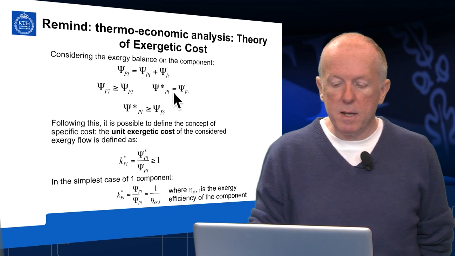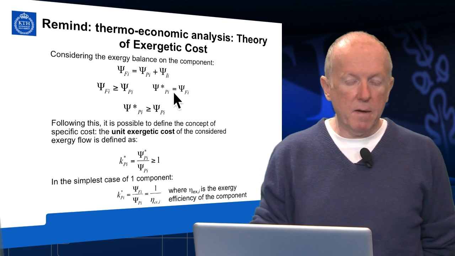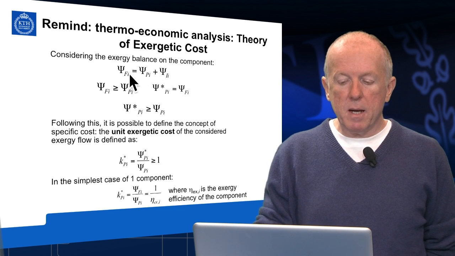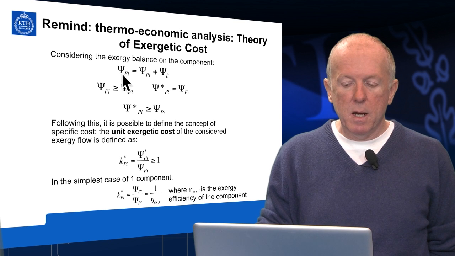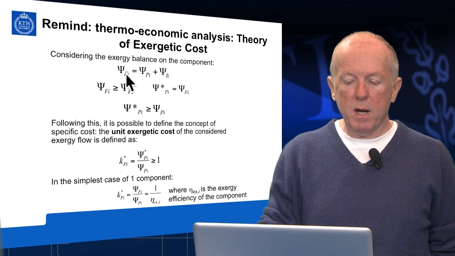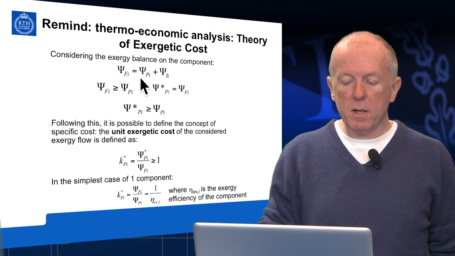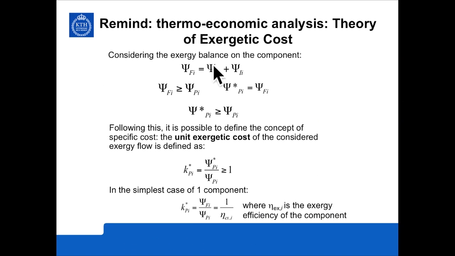Moving on, we can see some interesting effects. If we consider the exergy balance in the component, we see that the fuel ψ_F is converted partially into the product ψ_P, and partially is destroyed in the form of irreversibility ψ_I. Because of the balance, the exergy flow of the fuel ψ_F is higher than, or in the extreme case equal to, the exergy flow of the product ψ_P.